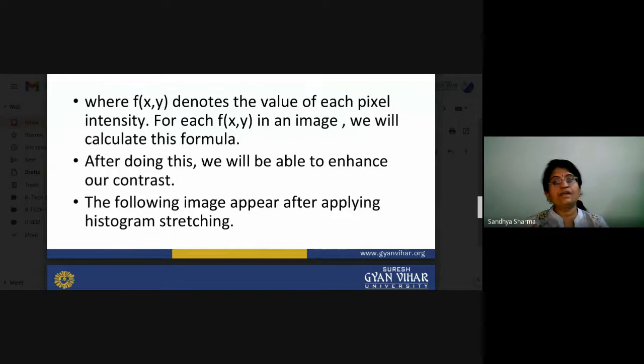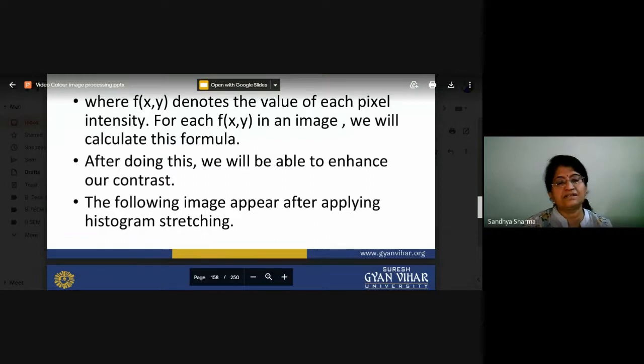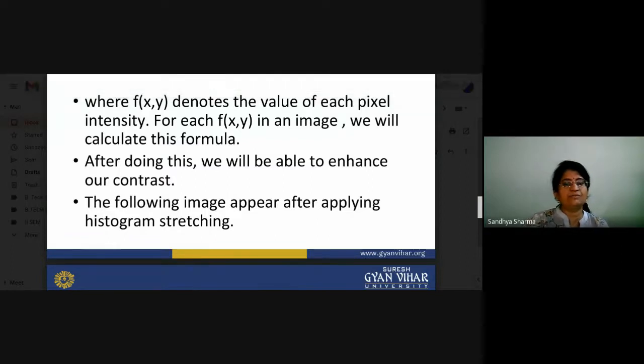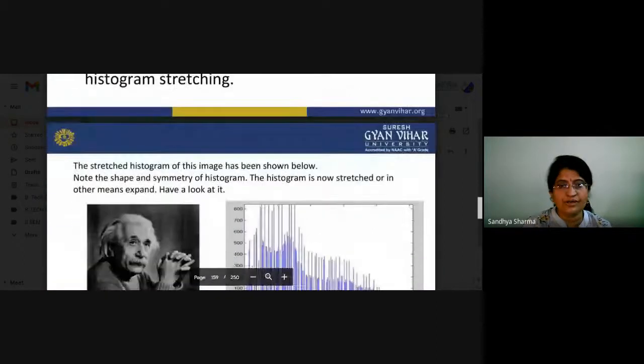The following image appears after applying the histogram stretching. We will just see what happens to the image after histogram stretching. Initially, this formula f(x,y) denotes the particular value of each pixel, and we have to apply this formula for every pixel, and then we can get the enhanced output image.